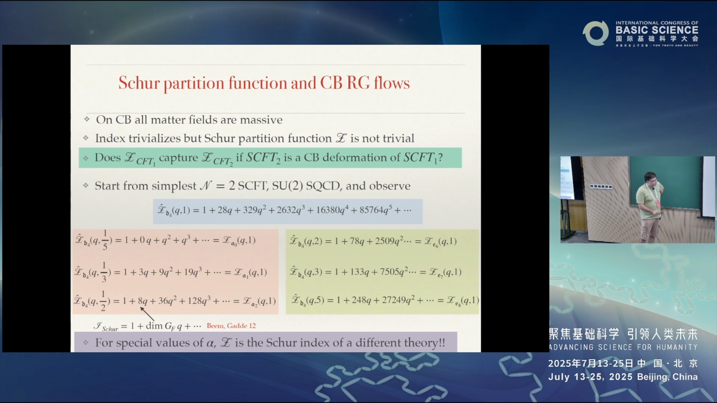You can do other things. You can find other alphas, say alpha equals 2, 3, and 5, which also give integer coefficients, and the expressions that you get match Schur indices of E6, E7, and E8 Minahan-Nemeschansky theories. These Argyres-Douglas theories are, in a sense, down the flow from this SQCD. These theories are up the flow from this SQCD. So again, it seems that there is some non-trivial relation between the partition functions of different theories residing on the same Coulomb branch.